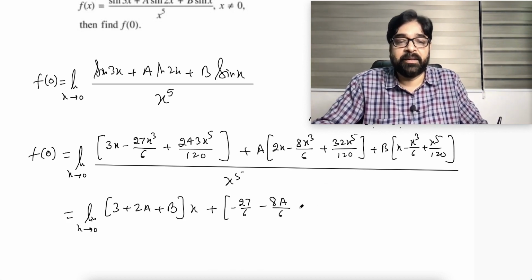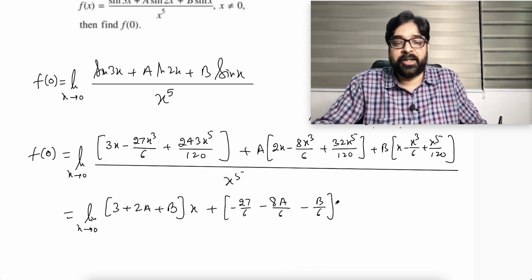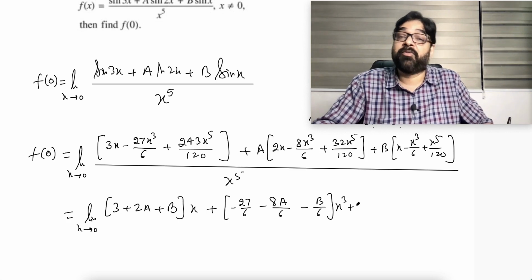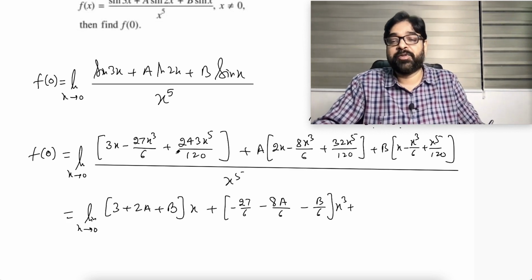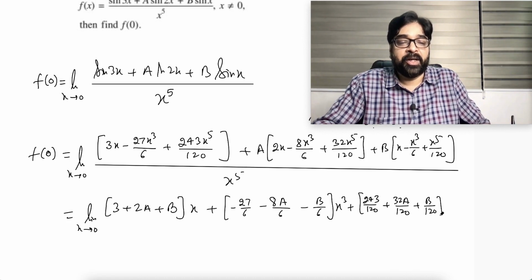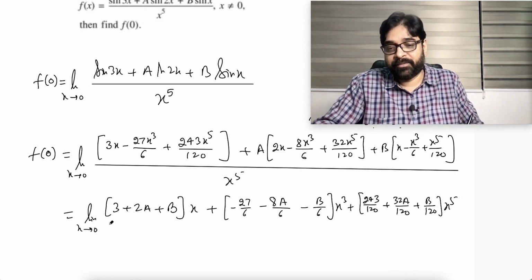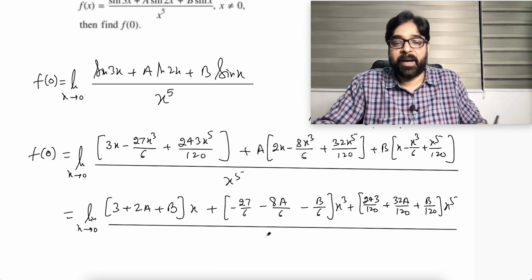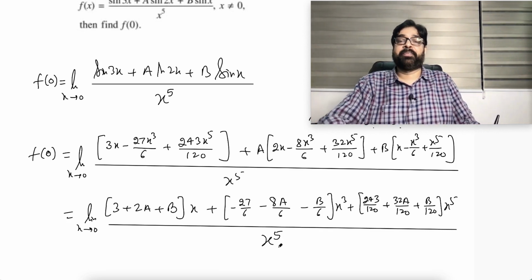This a will multiply now. Minus b by 6 into x cube. And x power 5 coefficient. X power 5 coefficient will be 243 by 120 plus 32a by 120 plus b by 120 into x power 5, divided by x power 5.